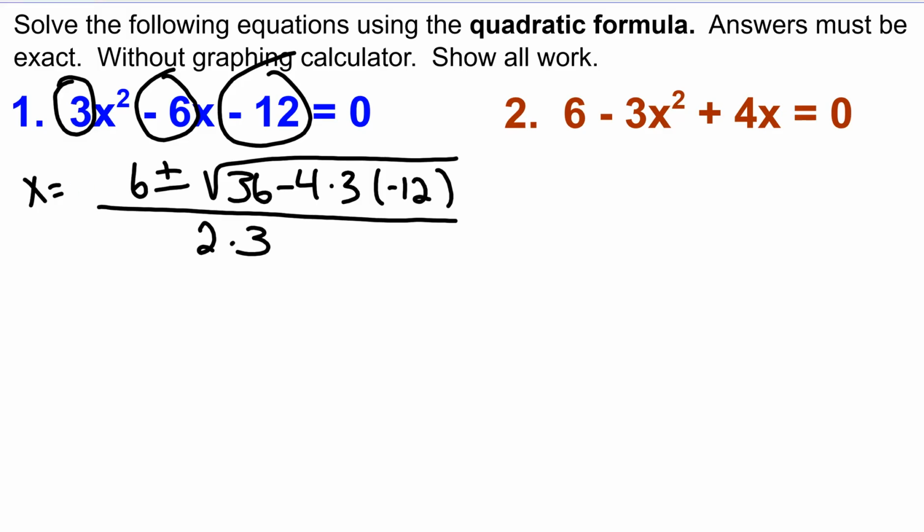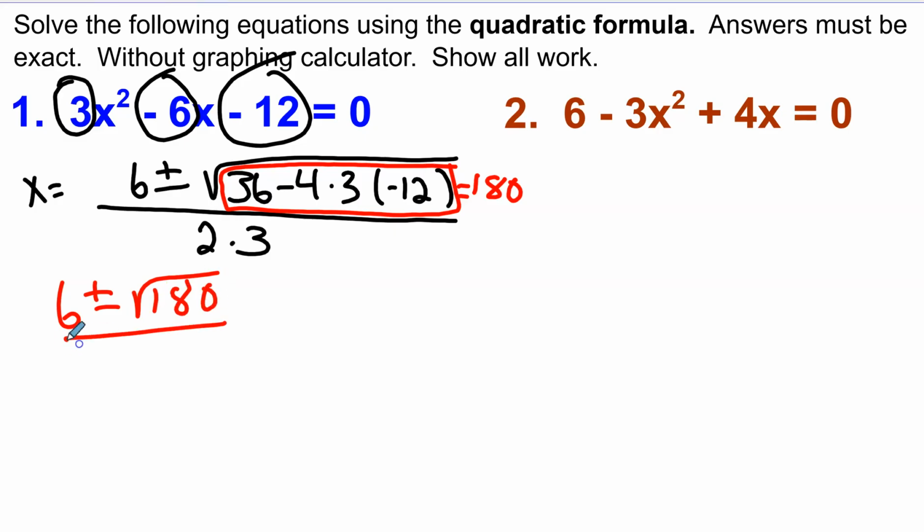Same with this one here, the negative of negative 6, you could have just written positive 6. The next thing I'm looking for is, what is this discriminant right here? What number is that? I expect you to put that in your calculator, because that's kind of a big deal that you did that right. So minus 4 times 3 times negative 12. This is going to be 180. So you're going to have 6 plus or minus the square root of 180 over 6. You cannot cross those out because you have to do this whole thing.